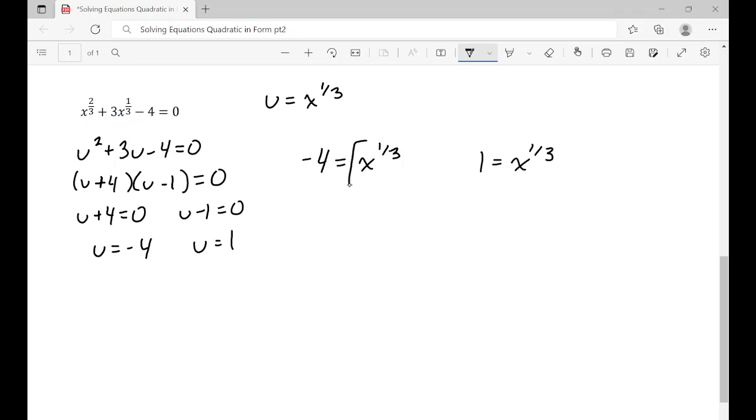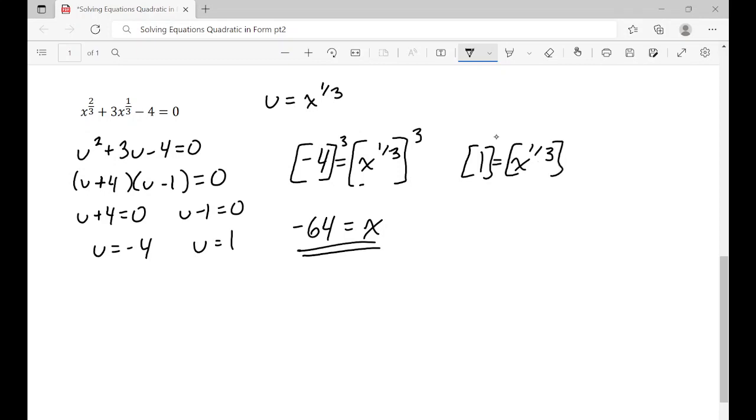Now I got to get rid of this 1/3. So what I'm going to do is I'm going to cube the whole thing. But what I do to one side, I must do to the other. So negative 4 cubed is negative 64. And then 1/3 and 3 is just going to cancel out and give me just a plain x. So here's the first solution. And if I did it in the other one, that means I'm going to do it to this one as well. So cube both sides. 1 cubed is 1. And then 1/3 and 3 cancel out, leaving you just an x. And there's little that can be done because we're done. My solutions would be 1 and negative 64.